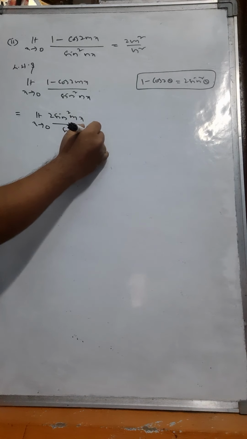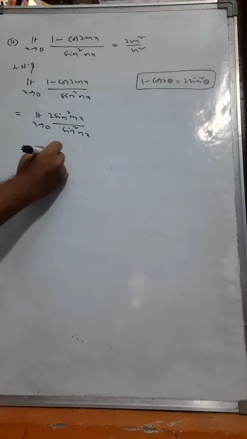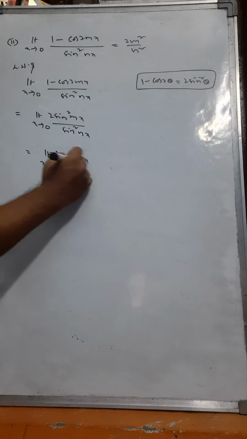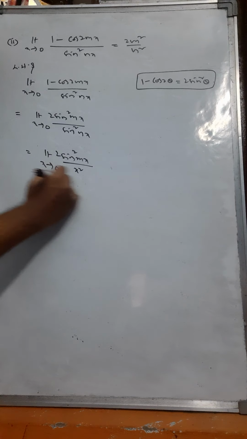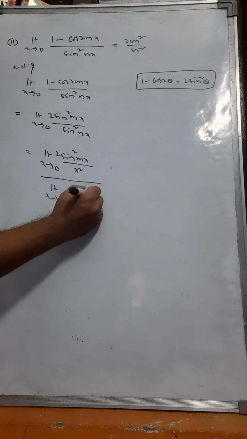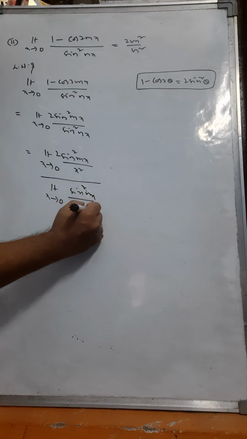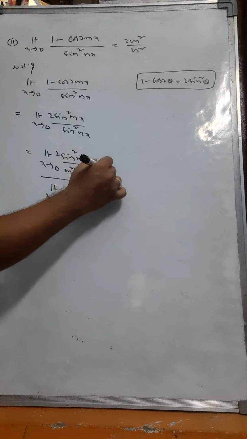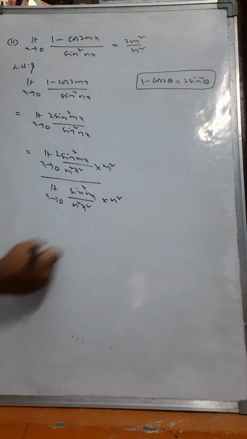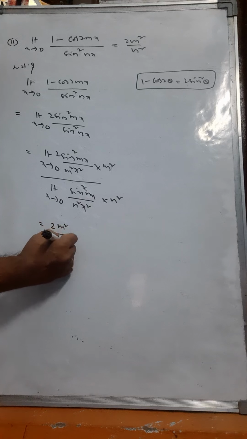So now divide with x square in the numerator and denominator. Limit x tends to 0, 2 sin square mx by x square, by limit x tends to 0, sin square nx by x square. Now multiply with m square and divide with m square. Here multiply with n square and divide with n square. This 2 is outside, m square is outside, n square is outside.